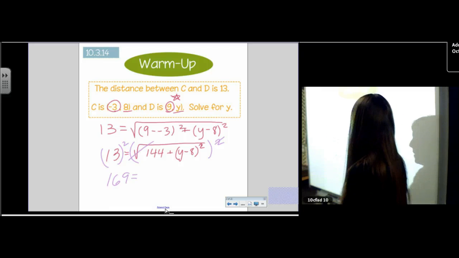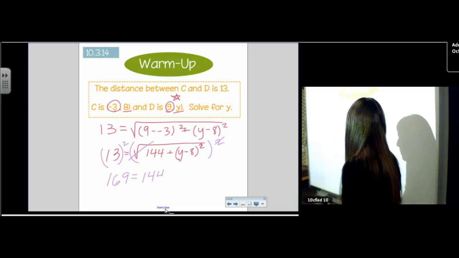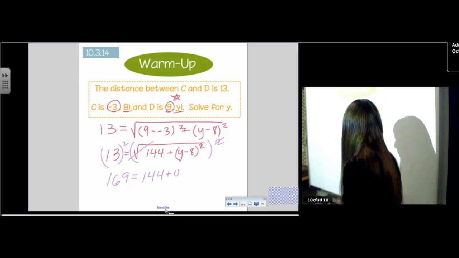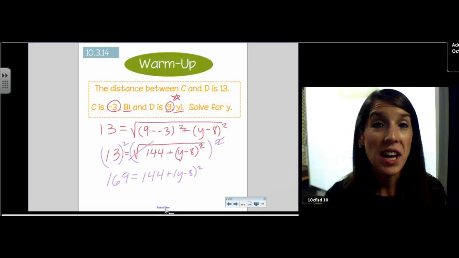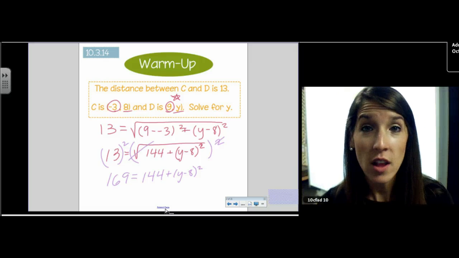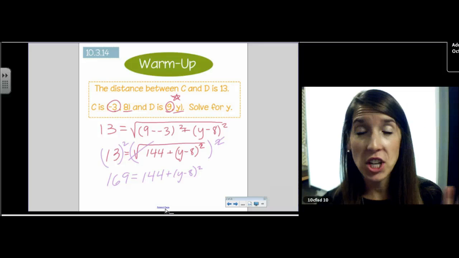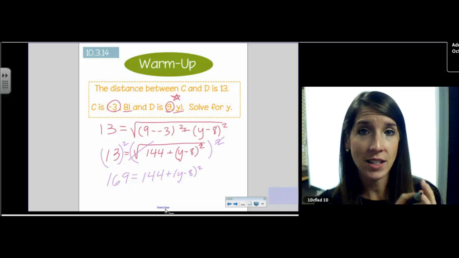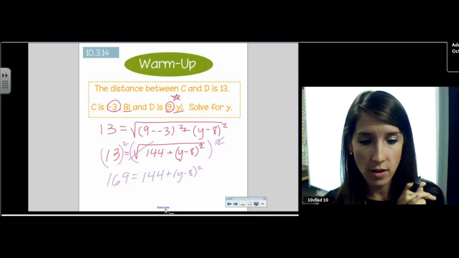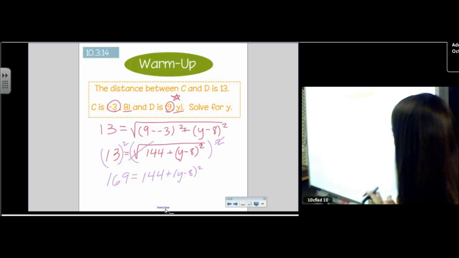So 169 equals, we're going to write what was under the radical, and we're not going to change it at all. Do you notice how I didn't touch what was under the radical? It is preserved. Nothing changed. All that happened was the square root and the squared canceled each other out. I didn't square anything under the radical. You got this far? Good.